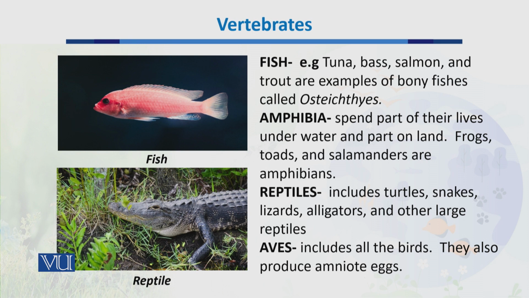While reptiles are another major group of vertebrates that include turtles, snakes, lizards, alligators, and other large reptiles. Then we have aves that includes all birds. Their specialty is that they produce amniotic eggs, which are not present in reptiles, amphibia, or fish.